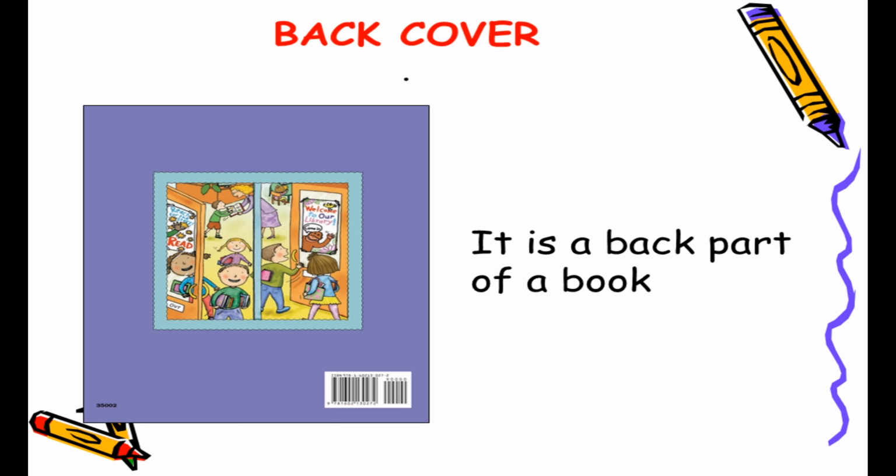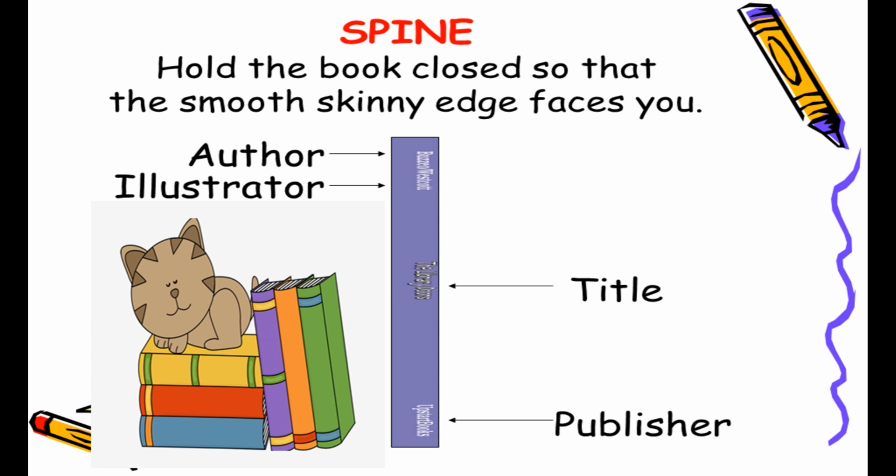And also we have the back cover. It is the back part of a book. Also part of the book is the spine. Hold the book closed so that the smooth skinny edge faces you. It includes in the spine the author, the illustrator, the title, and the publisher.